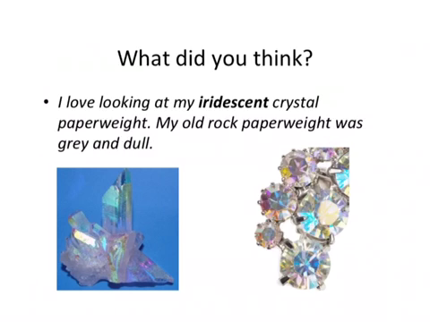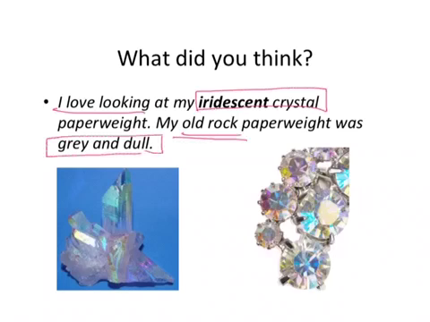Let's look at that sentence again. If we're looking at contrasting statements, they love looking at the iridescent crystal paperweight, but the old rock paperweight was gray and dull. So it's going to be the opposite of that. And we can see these beautiful examples, ones that shine and glimmer and sparkle, which would be the opposite of gray and dull. So we've got context clues, we've got appositives, the definition within the sentence, and we have contrasting statements.